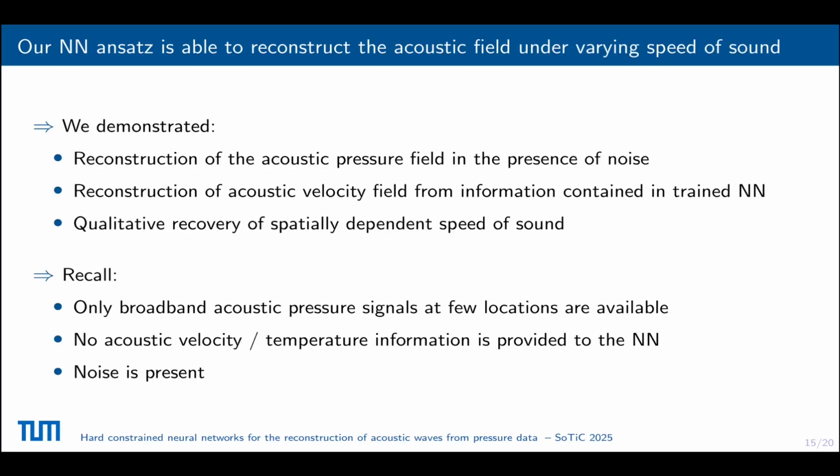So what have we shown so far? We demonstrated that we can reconstruct the acoustic pressure field under the presence of noise. The signal to noise ratio was in the ballpark of 7. We can reconstruct the acoustic velocity field from information that is contained only inside the trained neural network, so no additional acoustic field data or temperature data is necessary. And we are able to qualitatively recover the spatially dependent speed of sound. And as I already said, we used broadband acoustic pressure signals at only a few locations and not the common approach of using monofrequent signals.